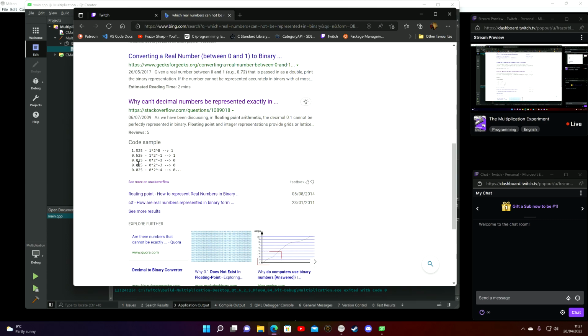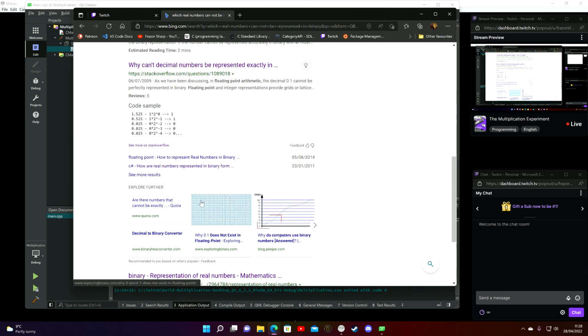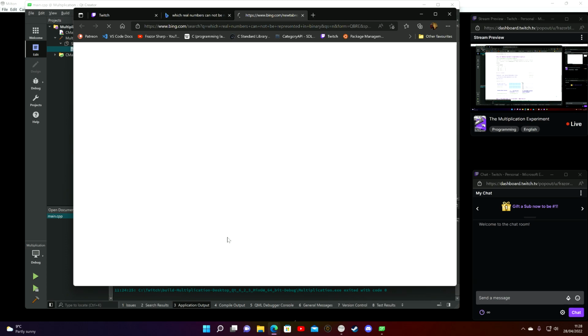So as we can see here in a code example, if all of... Yeah, okay. It's not going to help us, is it? Why do computers use binary numbers? Because it's an on-off machine. That's a stupid question. Does not exist in floating point. Ah, here we go.